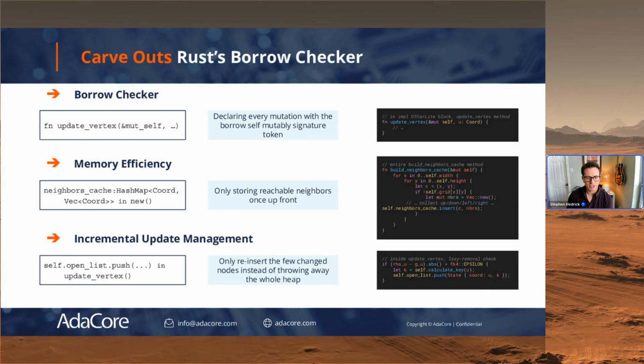In memory efficiency, we only compute reachable neighbors once up front. We don't rescan the grid on every cost or successor call. Again, memory-light state. The rover sits in this one layer, but then we also have this lazy removal where it has this ongoing updating prioritized list of blocks. So the outcome, minimal memory being used and no redundant allocations. And then incremental update management. Obviously this one line in our lazy removal trick only reinserts the few changed nodes instead of throwing away the whole heap. So it's huge CPU savings on replanning.